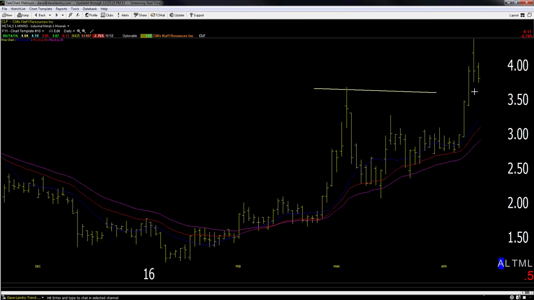Well, it just kind of barely got past its prior little peak in here. I probably would pass on that one because it needs a pullback. By the time it pulls back, it's going to be back below the prior peak. So I'd pass on that.